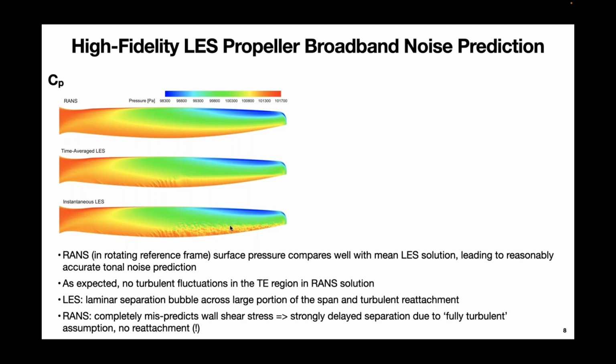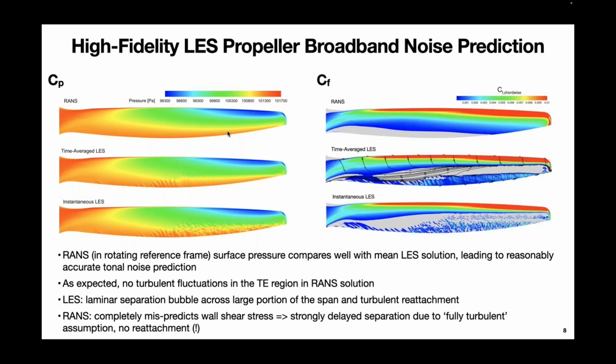However, in the trailing edge region, the turbulent fluctuation there is completely missing in a RANS simulation. And what's more informative is actually looking at the wall shear stress. What you see again is that for LES, you have a large laminar separation bubble across a big portion of the span, and you have the turbulent reattachment. On the other hand, RANS completely mispredicts the wall shear stress, and as a result, separation occurs much too late, and there's no more reattachment. Much of it has to do with the fact that with RANS, we're not using a transition model, so it's using the fully turbulent assumption, which for such a low to medium Reynolds number flow is not true anymore.